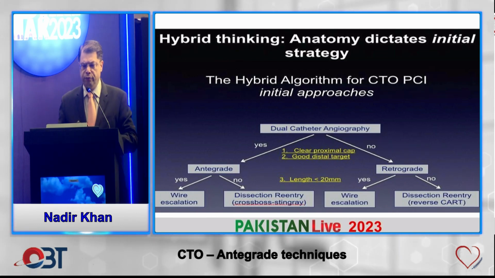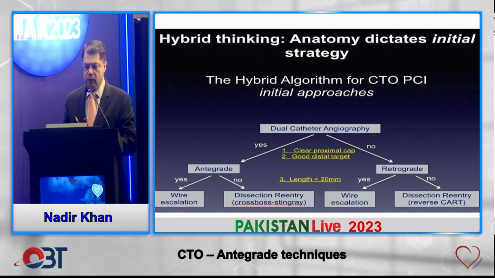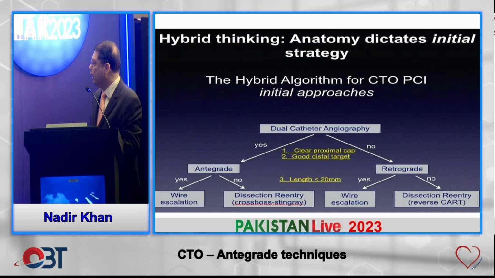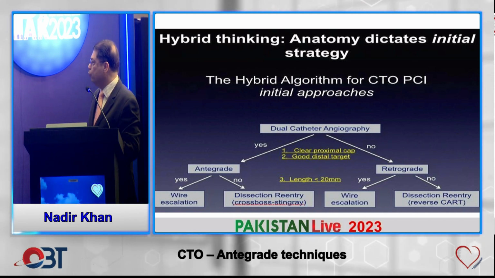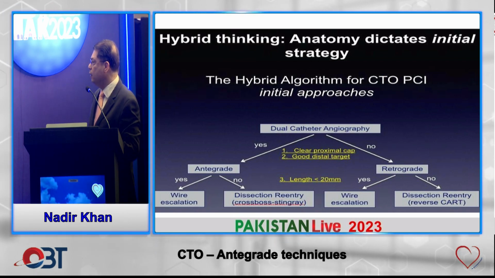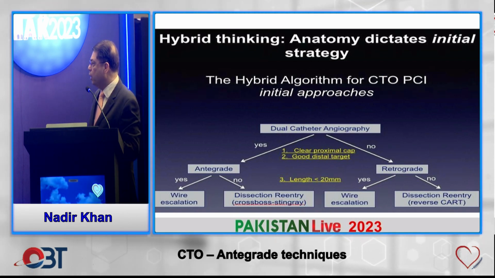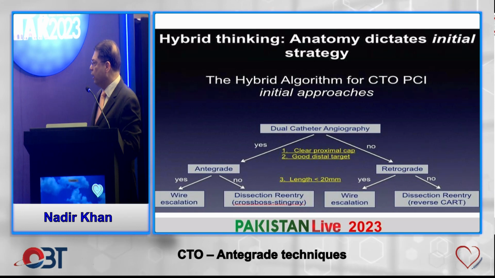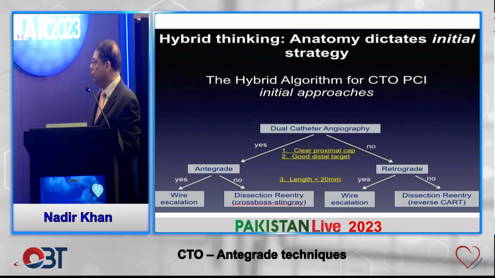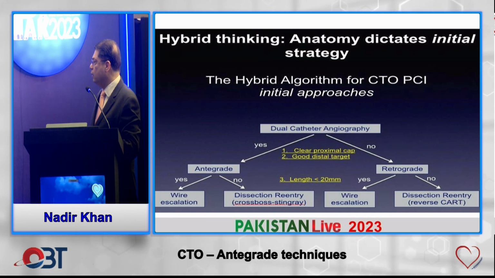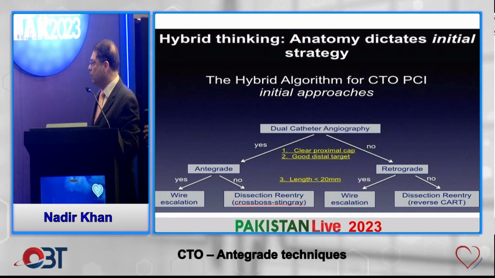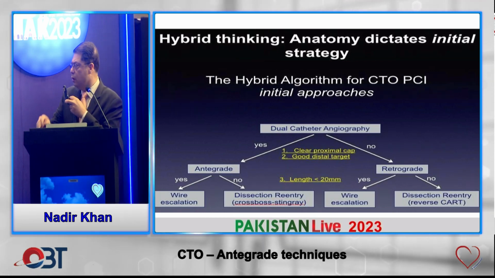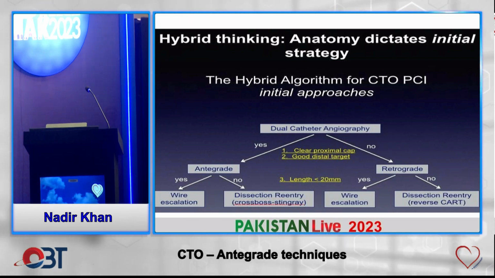So why do we think of going retrograde? We follow the hybrid algorithm, and first of all we do a dual injection angiography, and we figure out how clear is the proximal cap, how good is the distal target, and what is the length. If the proximal cap is not clear and we don't have a good distal target, we think about going retrograde.